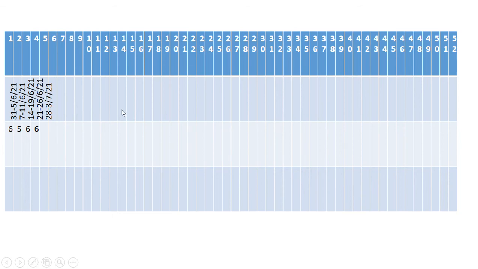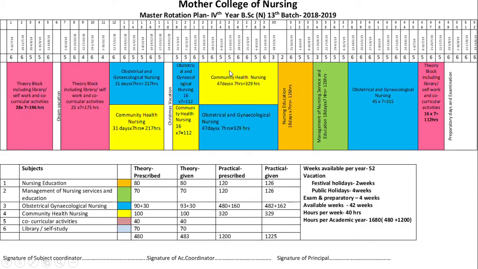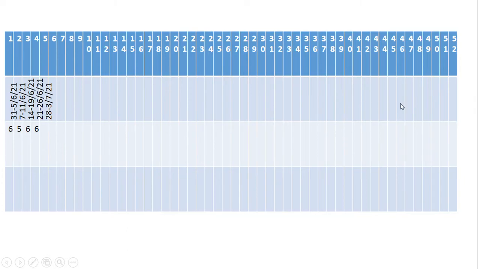Here the theory block will come, the exam date, the holidays, and everything will come in the master rotation plan. Of the 52 weeks, the last 4 weeks you can give for the exam and the study leave. And 1 week you can give for the Christmas holidays, 1 week for the Onam holidays. All this is included in the 52 weeks.